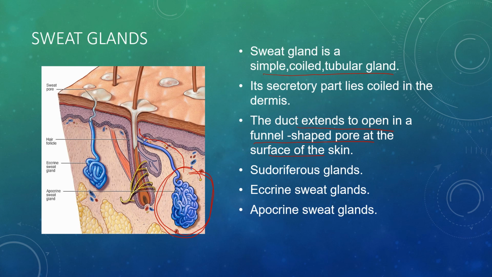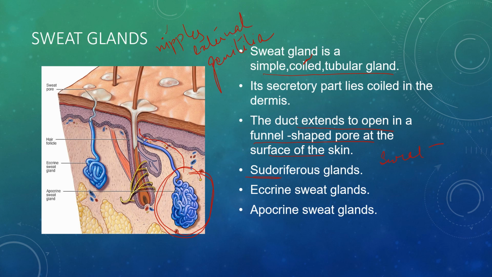What does the term sudor mean? Sudor itself means sweat. So these sweat glands, called sudoriferous glands, are distributed over the entire skin surface except the nipples and parts of the external genitalia. They are not present in these two places: first the nipples, and second the external genitalia.